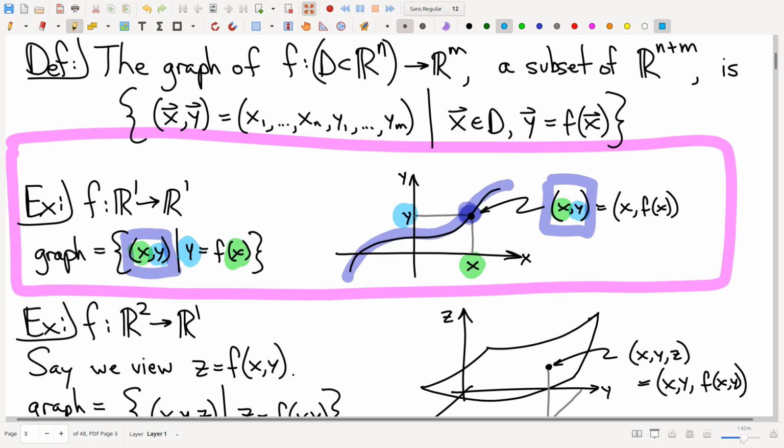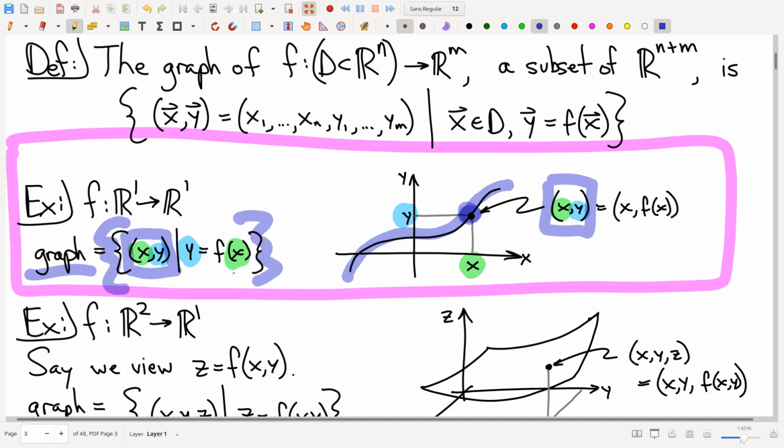All right, so let me say it a little bit differently. The way you form a graph is to take all of the input values, find their corresponding output values, assemble those into ordered pairs where you put the input first and the output second, making therefore an ordered pair of coordinates. And the graph is the collection of all such points.